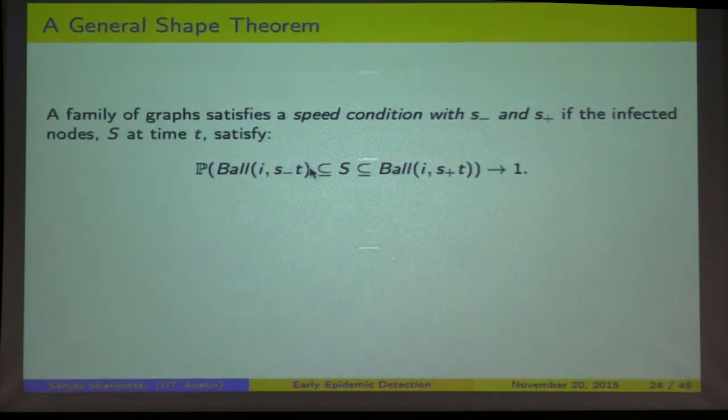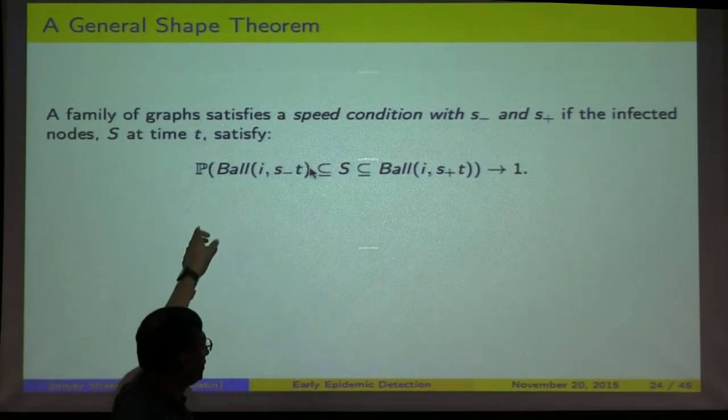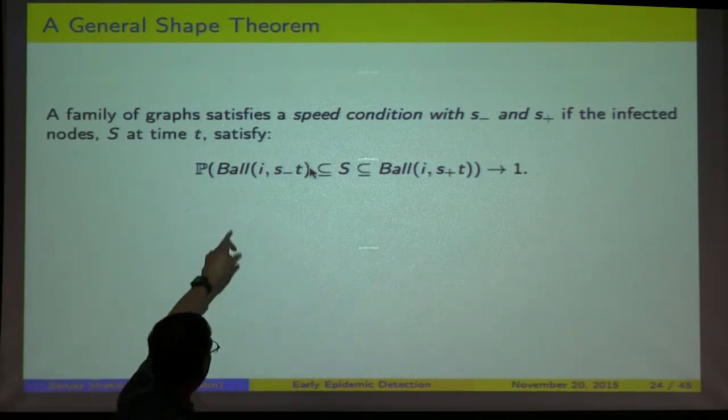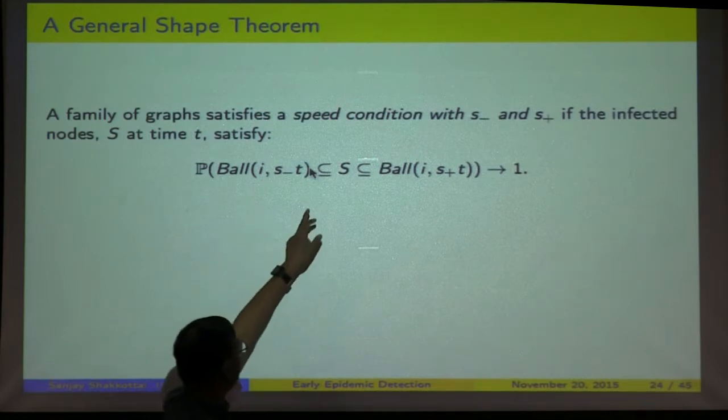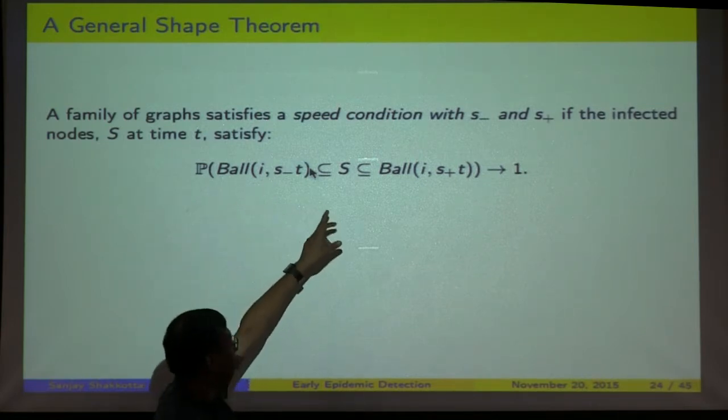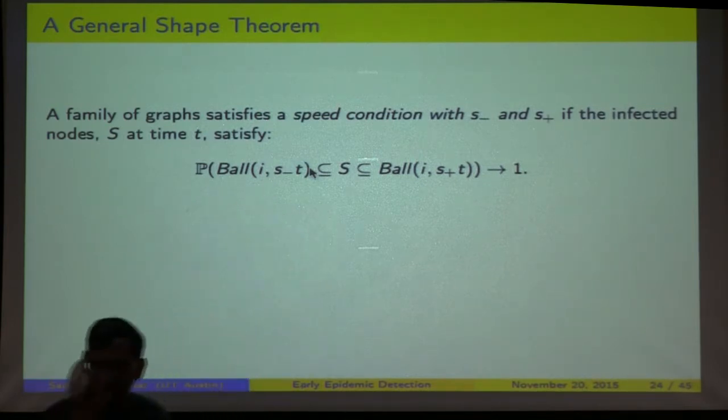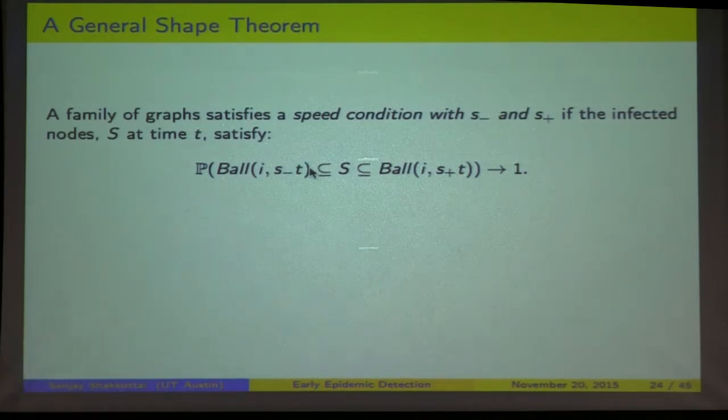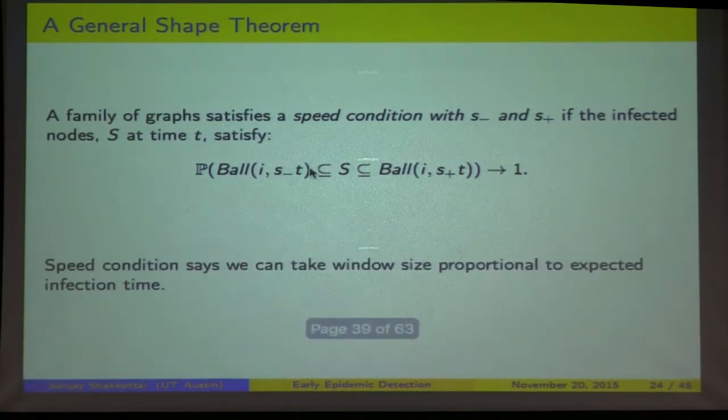In general, what you could ask for is a general shape theorem. Given any time t, and given that an epidemic started at node i, can you find two balls such that one ball is within this set and the other ball is outside this set? What can you say about these kinds of things? So the speed condition basically says the window size is proportional to the expected infection.